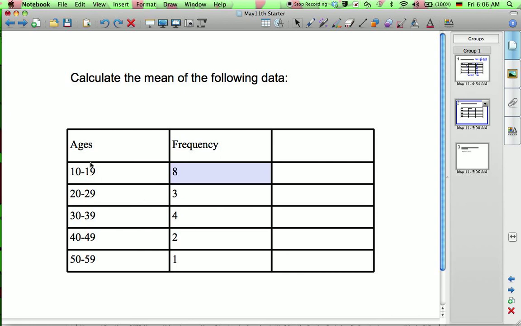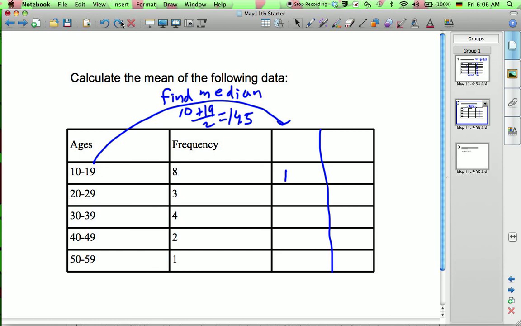Firstly we have the interval 10 to 19. If we get the median of 10 to 19, we get 10 plus 19 over 2 is 14.5. So the median is 14.5. I'm going to make a new column here. I'm going to call it the class center, because these numbers are the center of each of these intervals. 14.5 is the center value of 10 to 19. 24.5 is in the center of this interval, and so on. You can just do 50 plus 59 divided by 2, and then you get your 54.5. So those are the medians of each of the intervals.